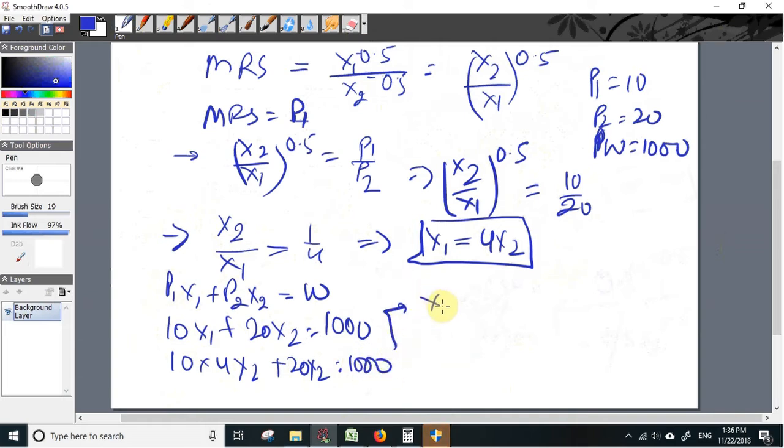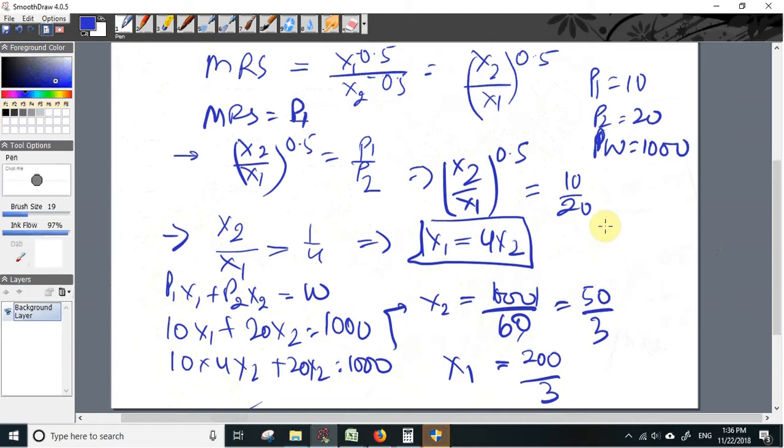So this gives us x2 is 1000 divided by 60, which is 50 over 3. And the value of x1 is 4 times x2, which is 200 over 3. So the optimal commodity purchase of x1 and x2 is simply x1 star, x2 star is 200 over 3, 50 over 3. So this is the utility maximizing bundle that the consumer wants to purchase.